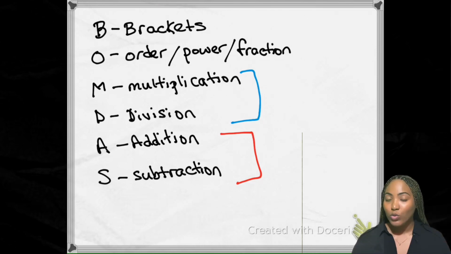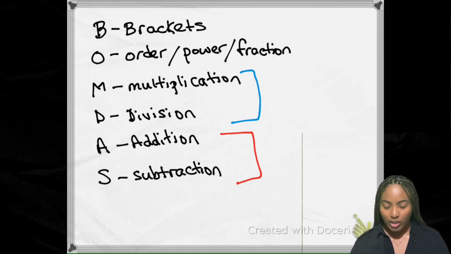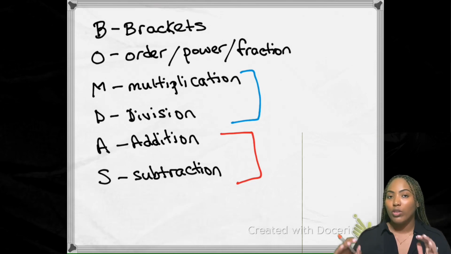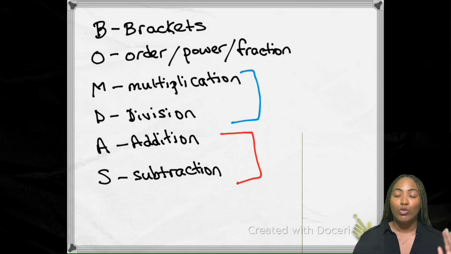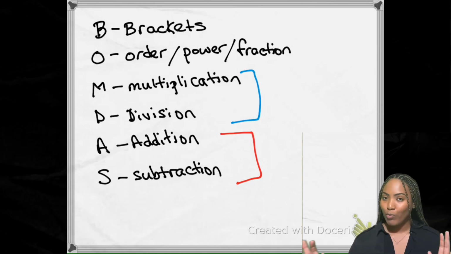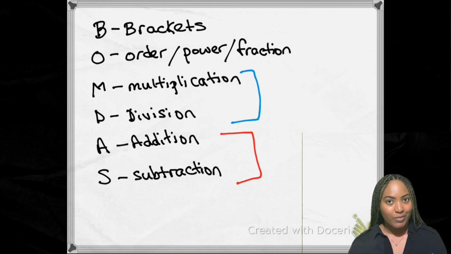So for our lesson, we'll be using BOMDAS, where the B stands for brackets, the O relates to orders, powers, or even fractions, M is for multiplication, D is for division, and as you can notice, I have in blue multiplication and division, and that is because they are on the same level, which means you do whichever one you see first. So in the event you see division before multiplication, then you would divide first. And don't worry, I'm going to do an example to make all of that clear.